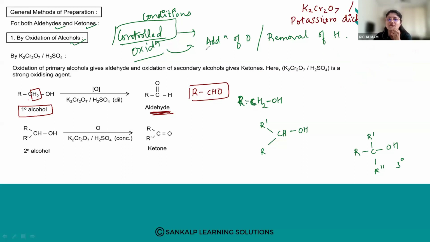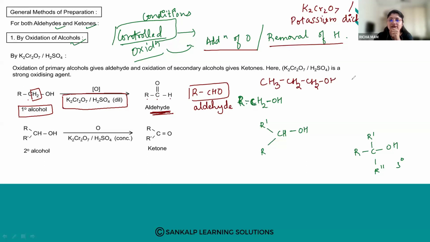What is oxidation? Addition of oxygen or removal of hydrogen is called oxidation. So when we take a primary alcohol and treat it with K2Cr2O7 in the presence of dilute H2SO4, we get an aldehyde. If you remove this H2, we get RCHO, an aldehyde. Now an example: CH3CH2CH2OH with K2Cr2O7 and dilute H2SO4. What will be the product now?